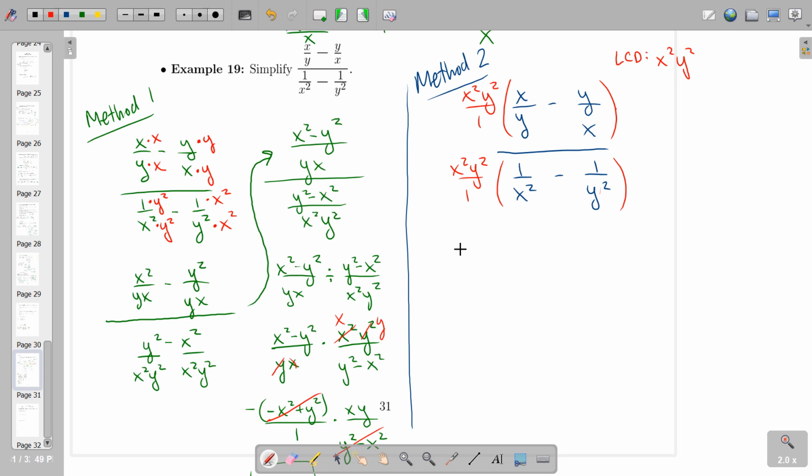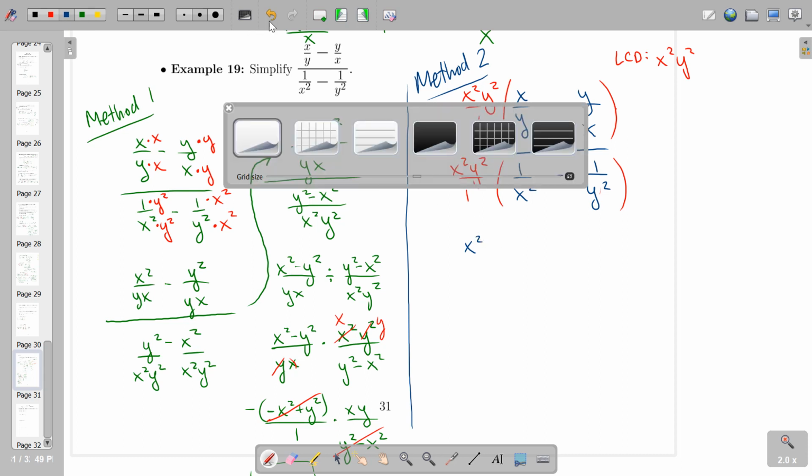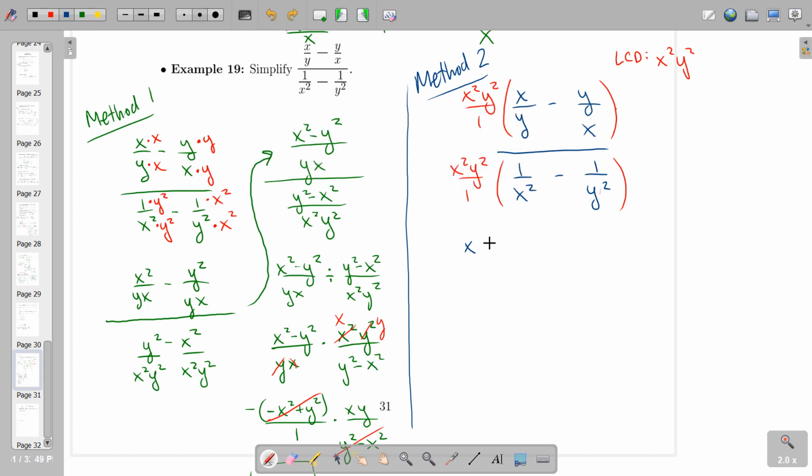And when I do, what I get is up on top, x cubed y squared over y, minus y over x squared y cubed over x, divided by x squared y squared over x squared, minus x squared y squared over y squared.